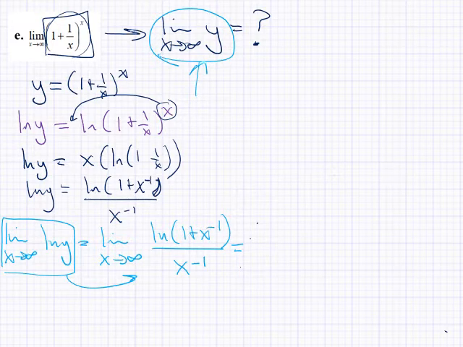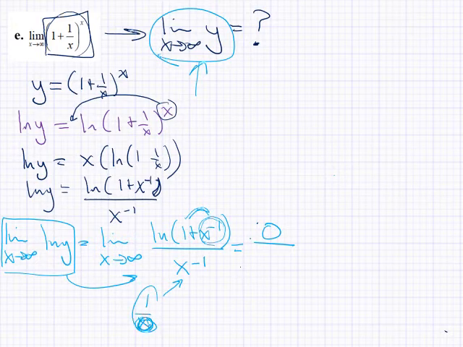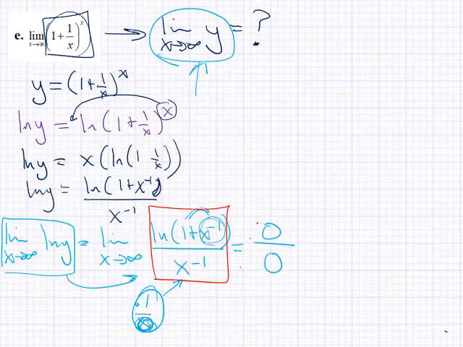So, as x goes to infinity, this thing goes closer to 0. This whole inside gets closer and closer to 1. The log of 1 is 0. So the numerator is going to get closer and closer to 0. Remember, this right here is 1 over x. And as x goes to infinity here, the whole fraction goes to 0. So this fraction is getting closer and closer to 0 over 0, which is an indeterminate form. But it's also a fractional indeterminate form, so L'Hopital's rule.